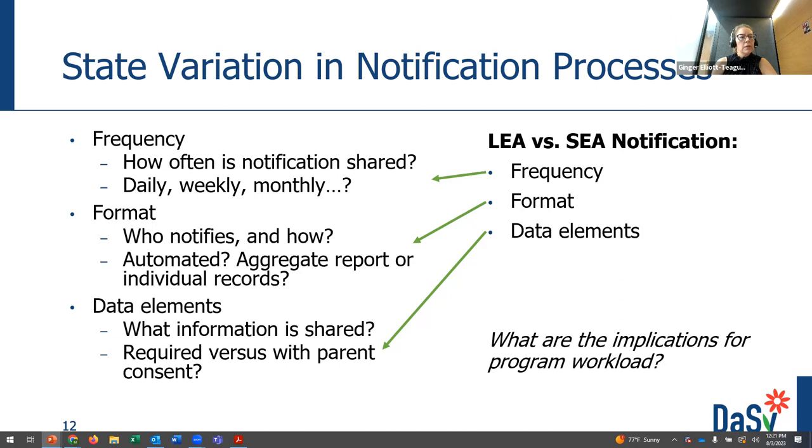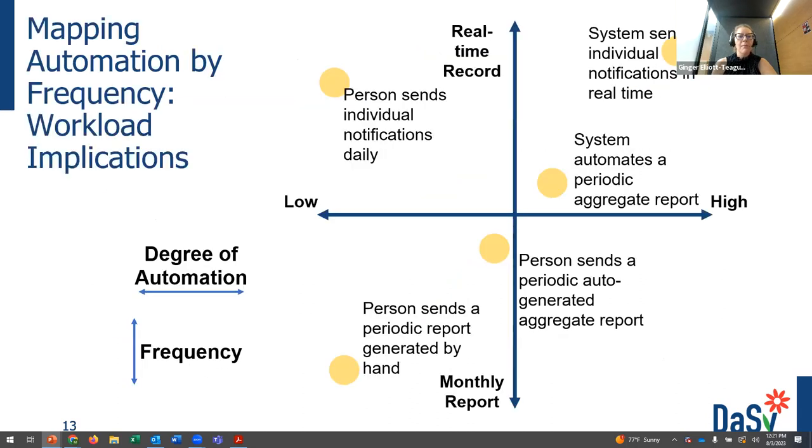And so we developed this fun little chart on the next slide to sort of map out what the various methods that notification can take depending on how much automation is involved and how frequently that occurs. So one of the ways states can vary in their approach to notification is the format. So specifically how automated and how aggregated the data communication is. So we have several examples here.